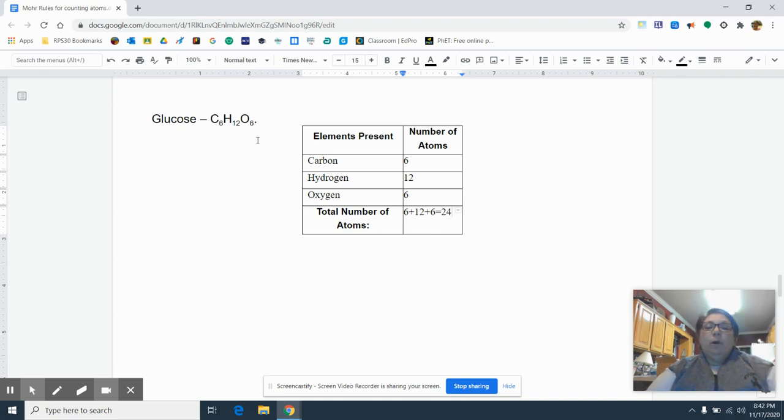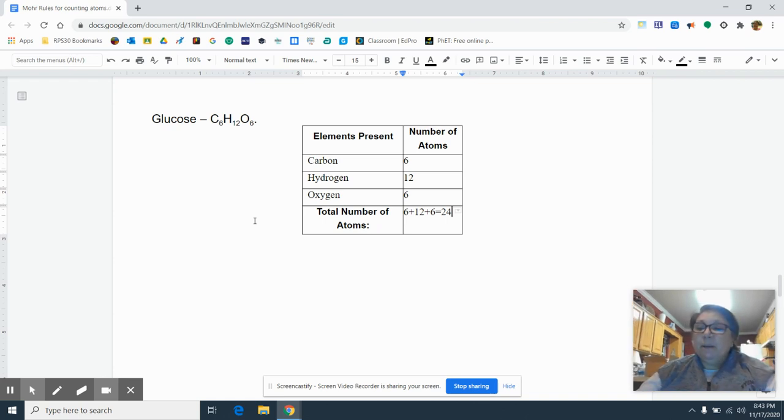Now, this is an easy one because there's no brackets and no coefficients or anything. If you watched the 2.5, 3-minute video on how to count atoms first, this should not be a problem at all for you. You should know exactly what to do.